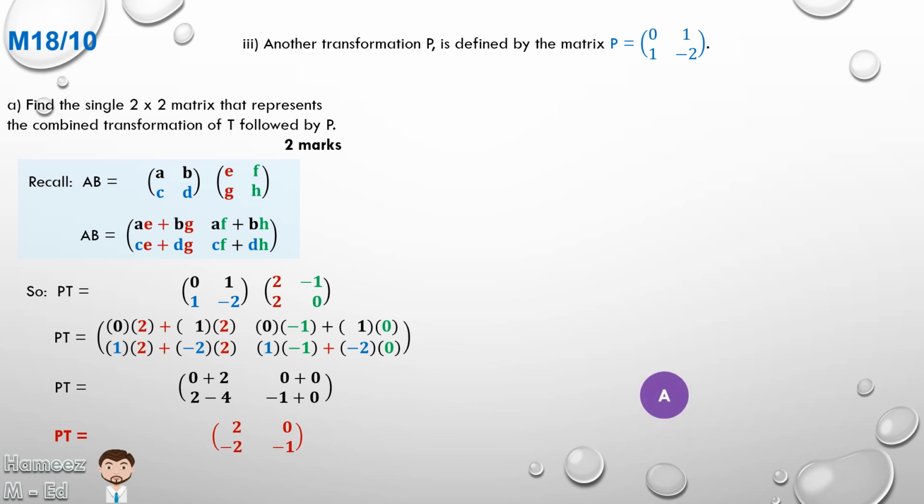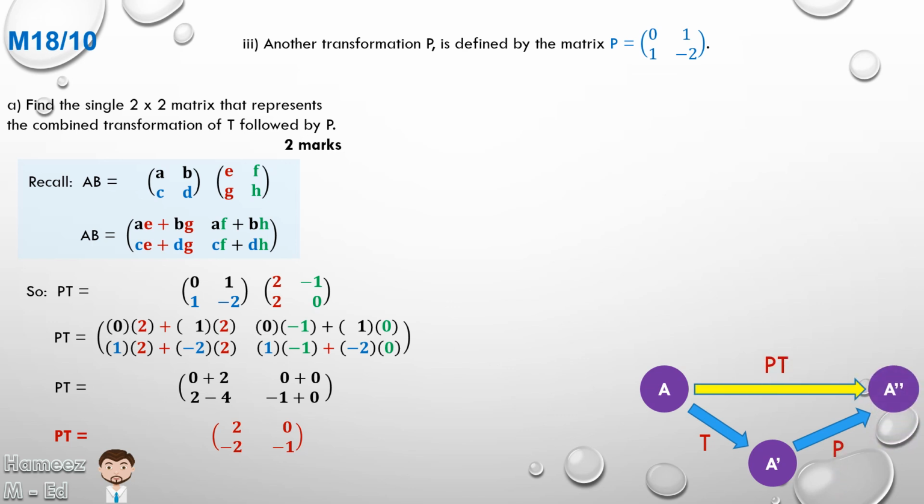That is, if we had a point, we acted on it by transforming it using the transformation T. And then when we got this new point, we transformed it again using P. So instead of doing it in 2 steps, we could have done it in 1 step, which would be 2, 0, minus 2, minus 1. So PT would give us that total movement in one go.